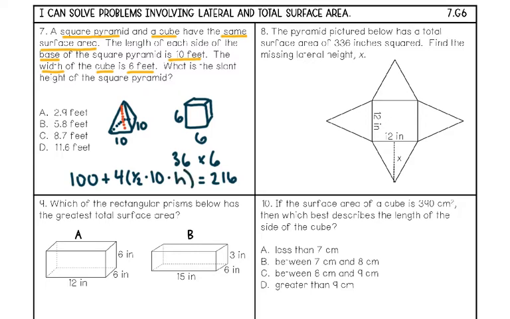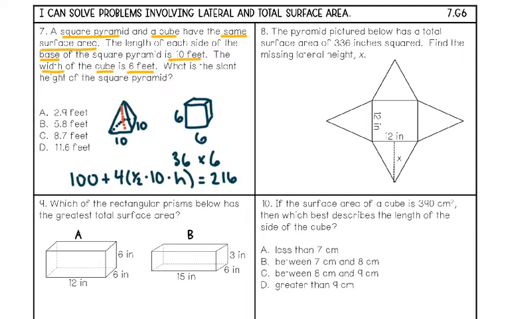Anytime that you're solving for something that you don't know, and it says something like "the same as," you're setting up an equation. This is the equation I would use to set up this problem. The square pyramid has an area of 100 for the base, plus the 4 triangles, and each triangle has the formula of 1/2 times the base of 10 times the missing height. And that's going to be the same as the 216 area of the cube.